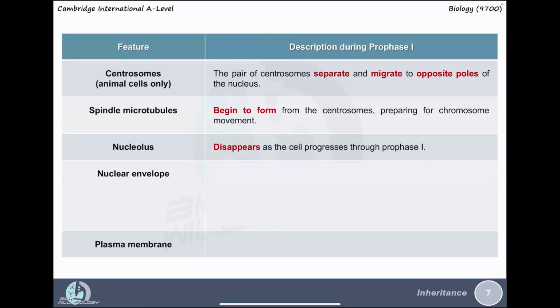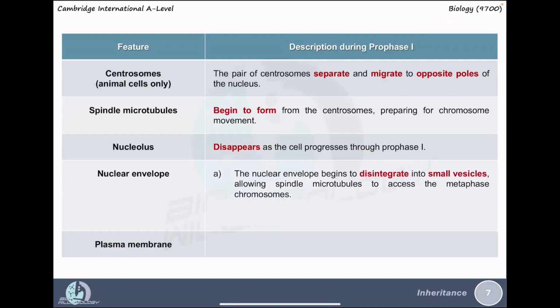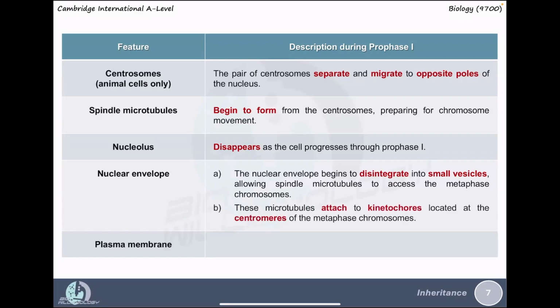Spindle microtubules begin to form from the centrosome, preparing for the chromosome movement. The nucleolus disappears as the cell progresses through prophase 1. The nuclear envelope begins to disintegrate into small tiny vesicles, and this allows spindle microtubules to access the metaphase chromosome. And these microtubules attach to the kinetochore located at the centromere of the metaphase chromosome.